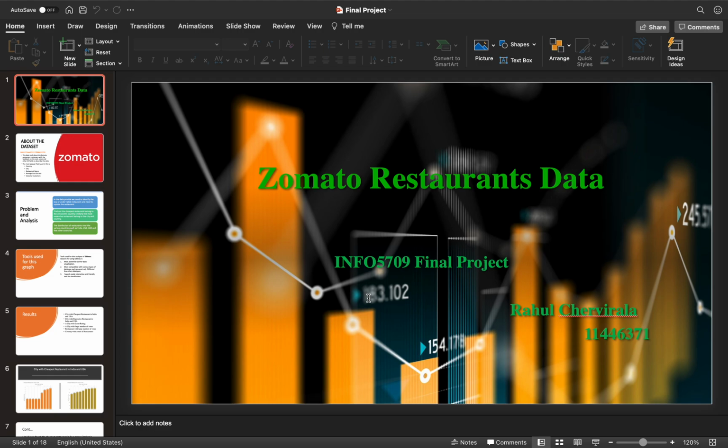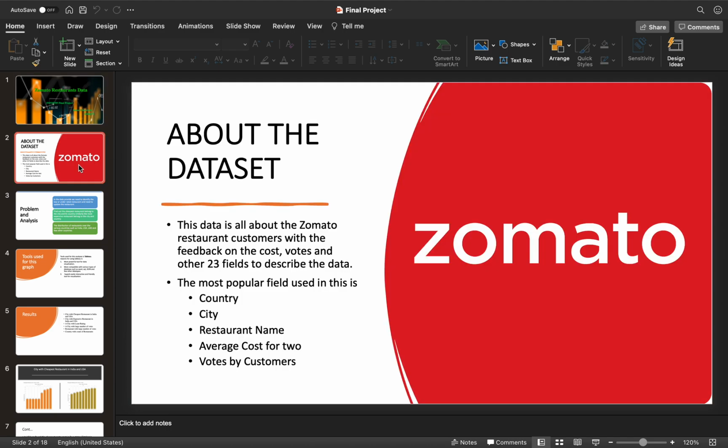This is an INFO5709 final project on Zomato restaurant data, and my name is Rahul. My ID is 11446371. Zomato is an application which helps a customer to reserve a table in a restaurant.